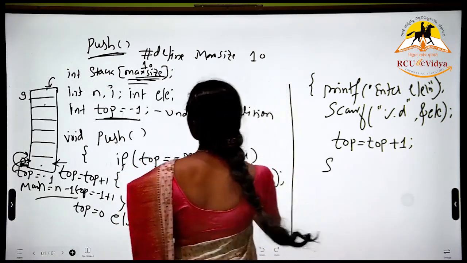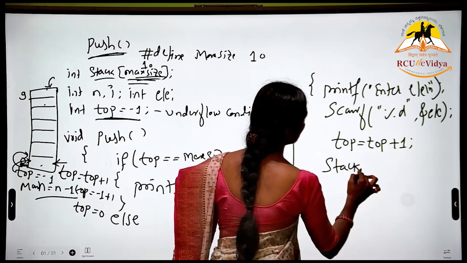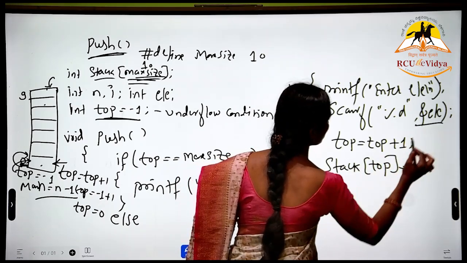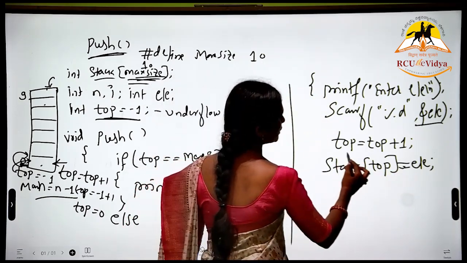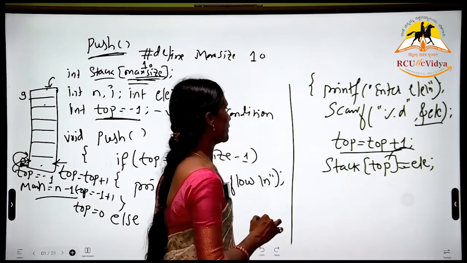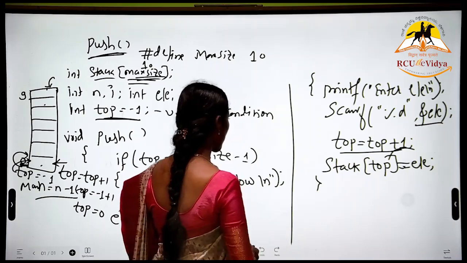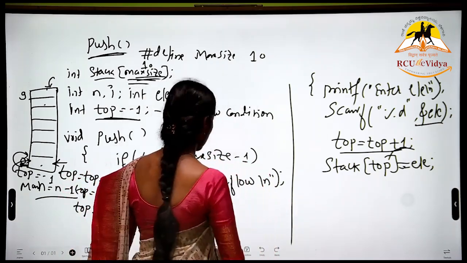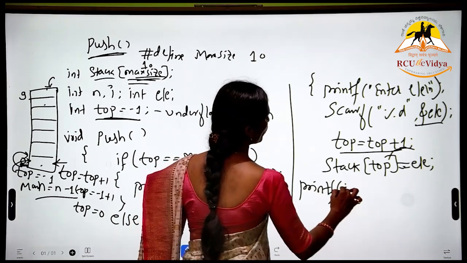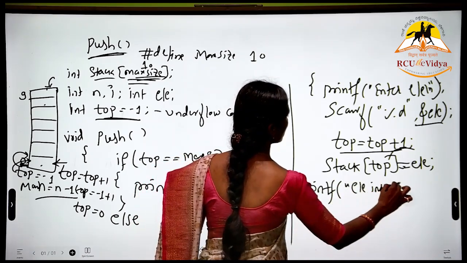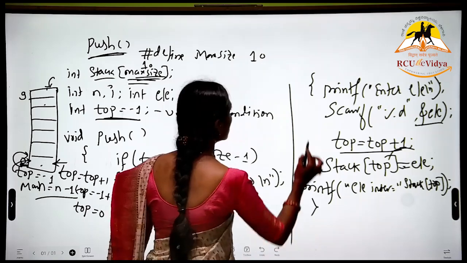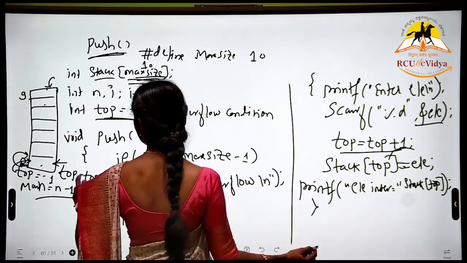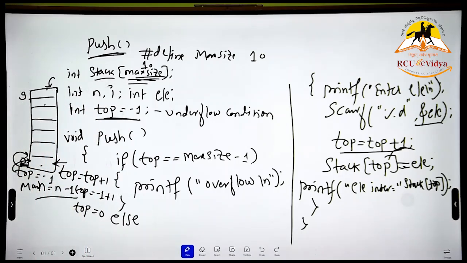Now stack of top, what is the variable for this? That is stack. In stack of top, we are going to give the read element, so that the element is added. Once it is added, the top is incremented and in stack of top we have given the element. Hence this is the insertion. And if you want to print the stack element, you can print what element is inserted: element inserted is stack of top. This is the close of the else part, and this is the close of the push method. So this is very easy to understand, the push operation in the stack. Thank you.